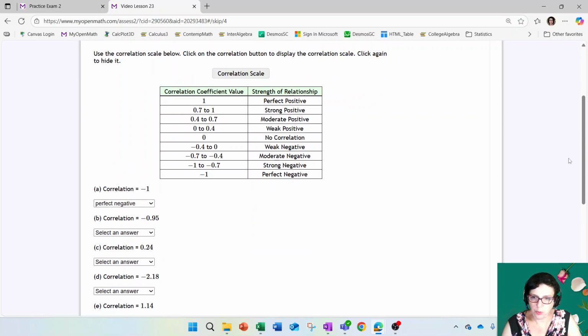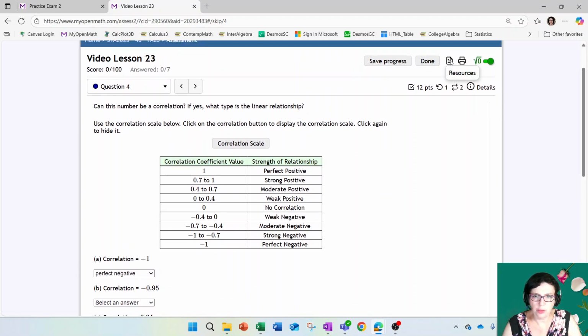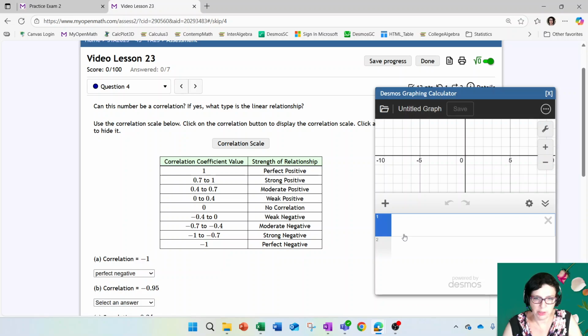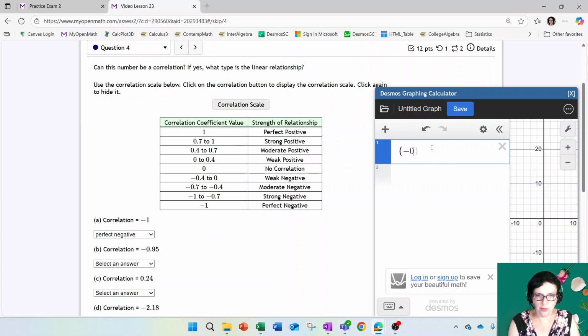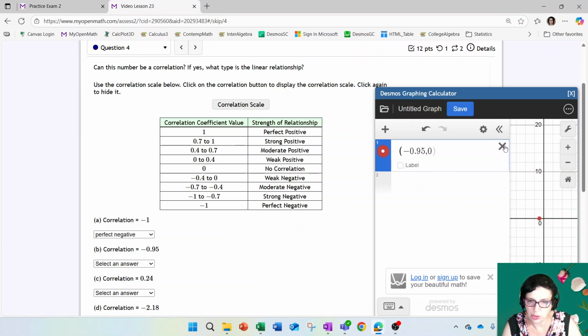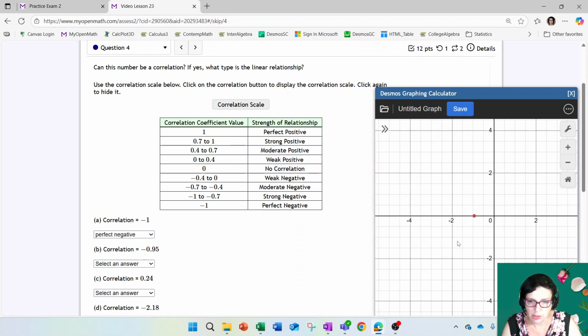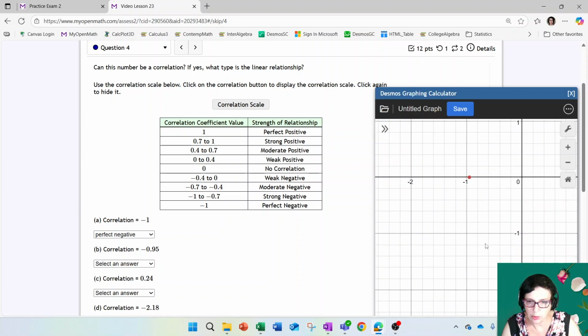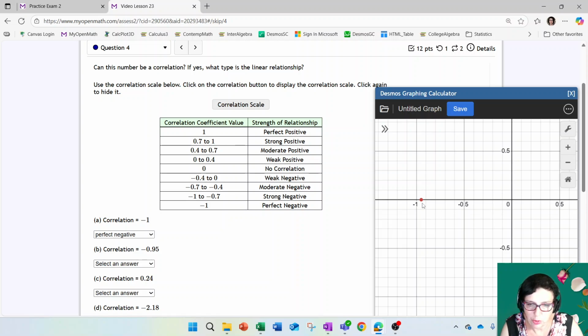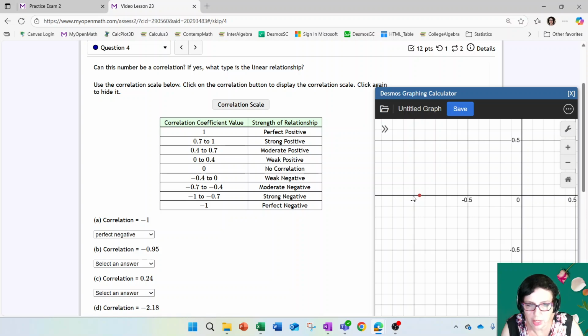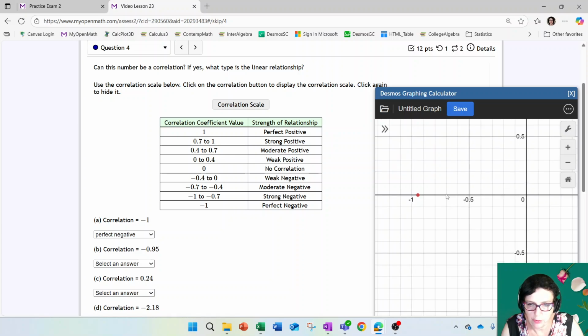So this one is negative 0.95. Where is that located on the number line? If I were to open Desmos and plot negative 0.95 and just 0 for y, it doesn't matter. Where is this point located? You just have to zoom close enough, because you want between -1 and 1. I'm using my mouse to get closer and it looks like it's close to -1. So it is between -1 and negative 0.7, because negative 0.7 would be right here. So this looks like it's strong negative.